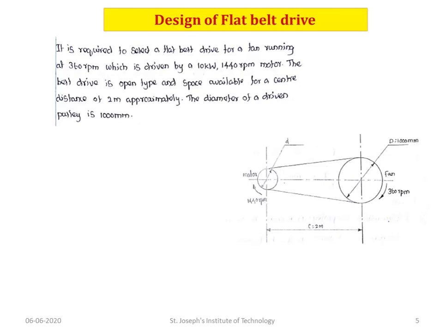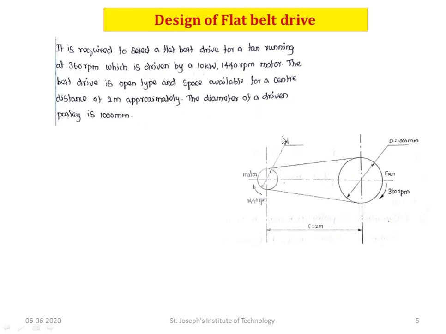Hello everyone, here we are going to solve one problem in flat belt drive. It is required to select a flat belt drive for a fan running at 360 rpm which is driven by a 10 kilowatt 1440 rpm motor. The belt drive is open type and space is available for a center distance of approximately 2 meter. The diameter of the driven pulley is 1000 millimeter.